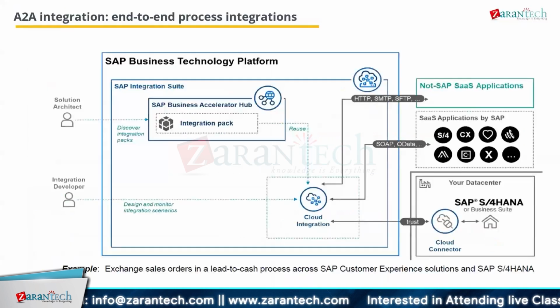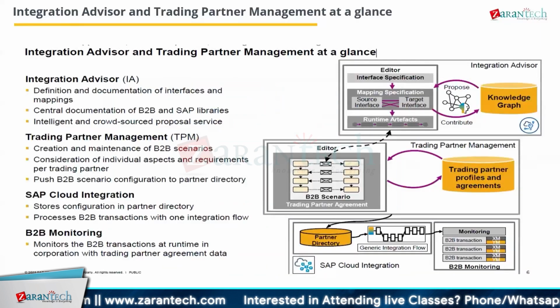Okay, these are the architecture aspects. We'll try to see how application to application is getting connected, some small aspects of that. Okay, trading partner, integration advisor, and this part, B2B monitoring. This is the part where you will cover B2B, business to business connectivity.